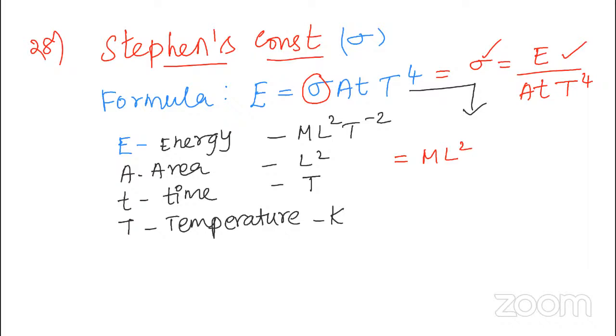So for energy, it is mL square T power minus 2. And for area, it is L square. And for time, it is T. And the temperature, it is Kelvin power 4. Okay. Now cancel all these things. Then T, 1T. Okay.